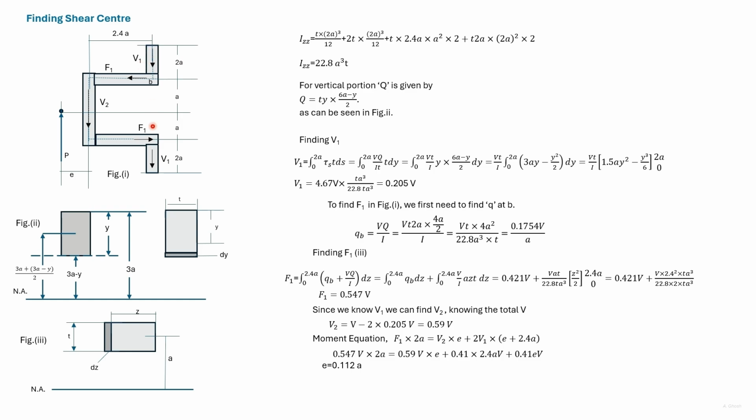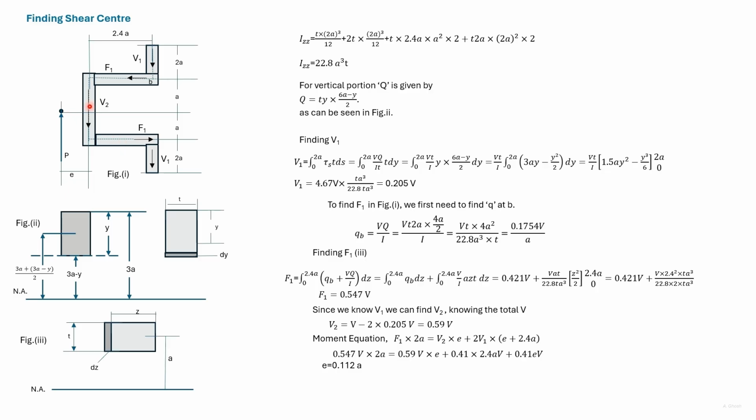Twice V1 plus V2 will make up V. So we can find V2. Now we have all the forces. We can find the position of the shear center.